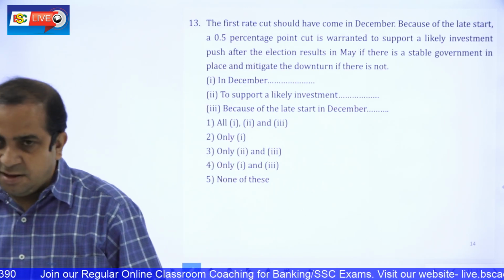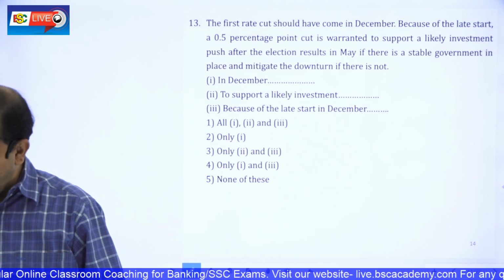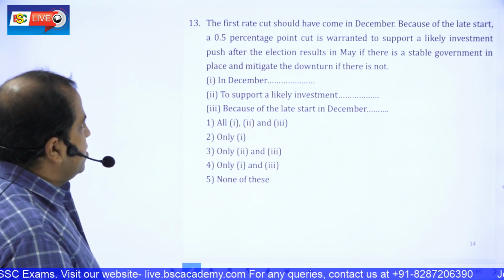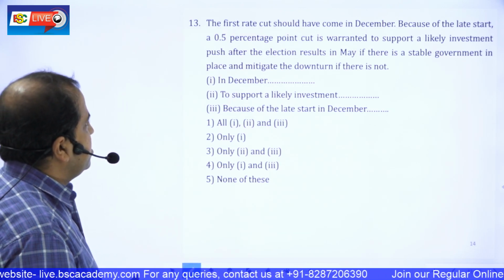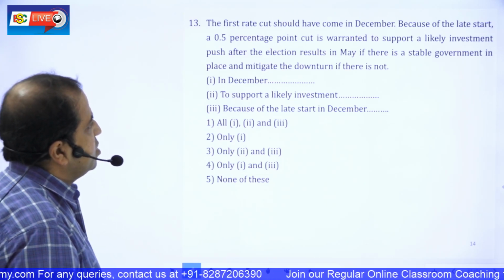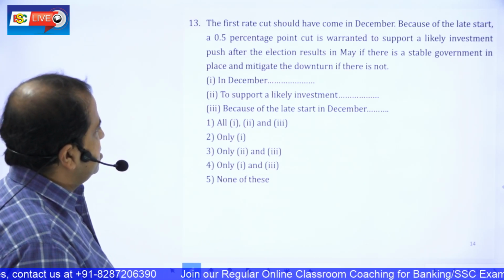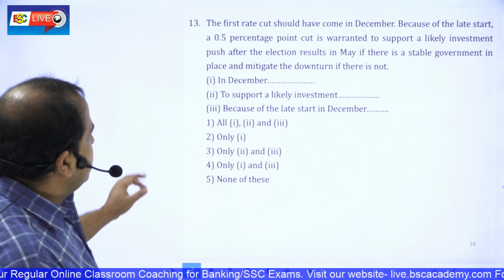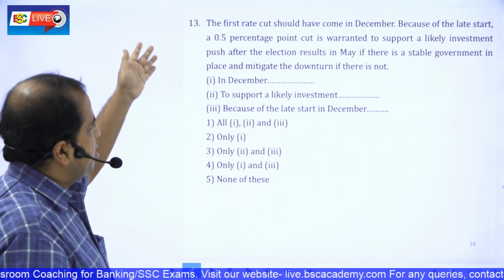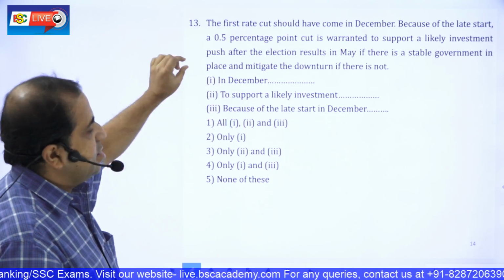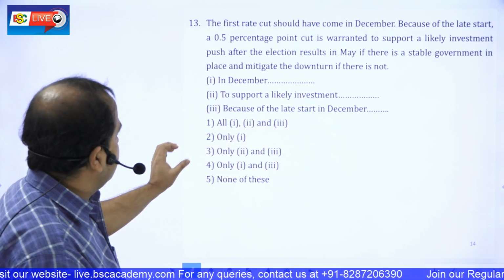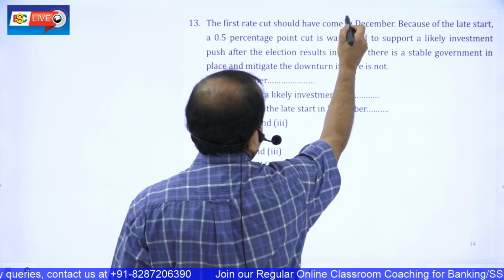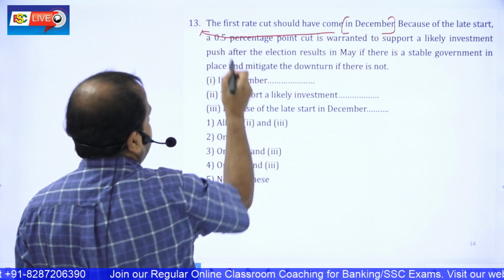Yes, again rate cuts. Repo rate बार बार आता रहेगा banking वाला. The first rate cut should have come in December. Because of the late start, a 0.5 percentage point cut is warranted to support a likely investment push after the election results in May if there is a stable government in place and mitigate the downturn if there is not. So simply put, the first rate cut should have come in December, but because of the late start, some compensation has to be made. कुछ और करना पड़ेगा. So in December, ये बस in December को केवल पहले लेके चले गए यहाँ. That's what is happening here.